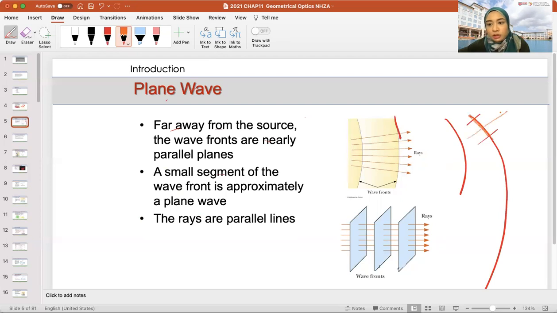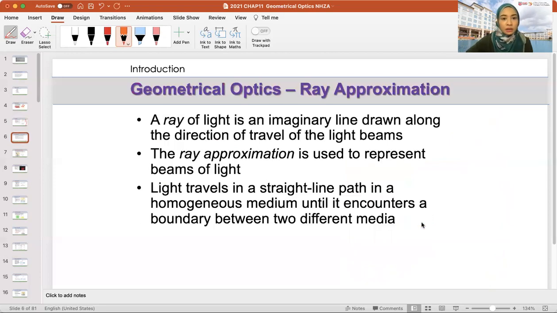So the rays are almost perpendicular to the wave fronts. From far away from the source, taking a small section, the wave fronts are nearly parallel planes. Almost lah, sebenarnya it's not really parallel, but it's almost like parallel. So a small segment of the wavefront is approximately a plane wave. The rays are parallel lines that are perpendicular to the wavefront. So they are parallel to each other, but they are perpendicular to the wavefront. I'm so sorry for my voice.